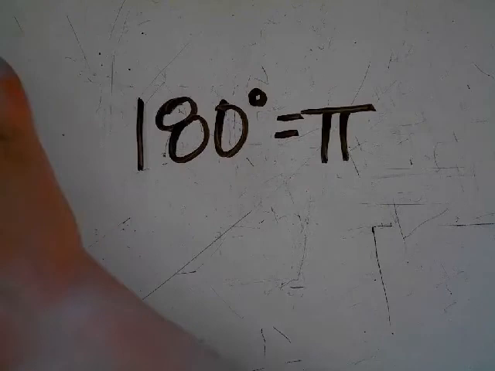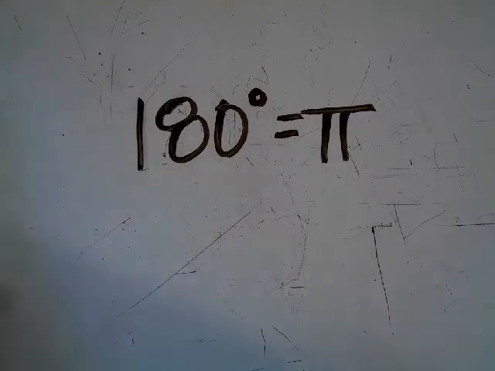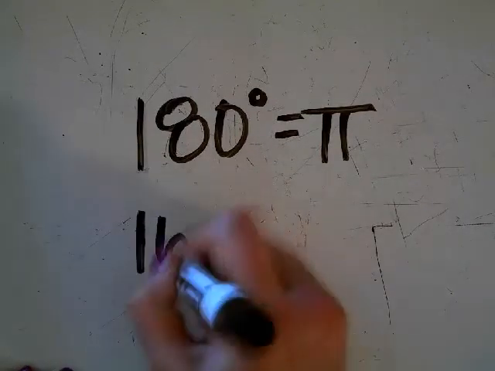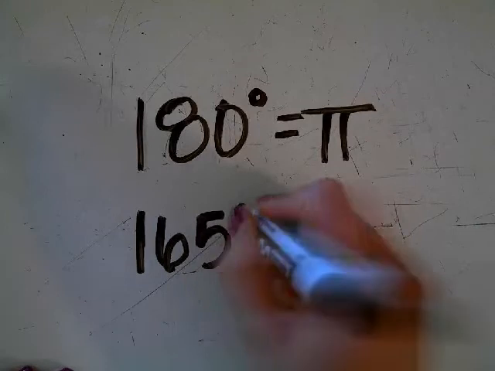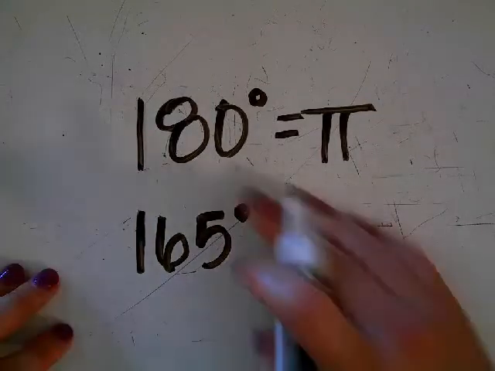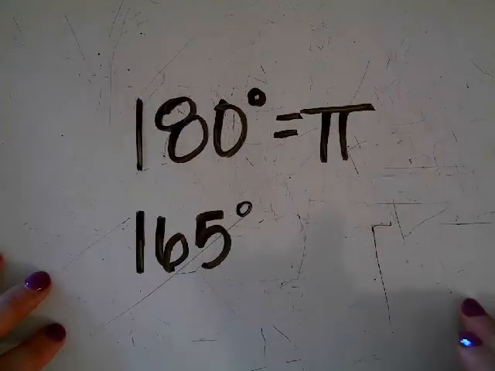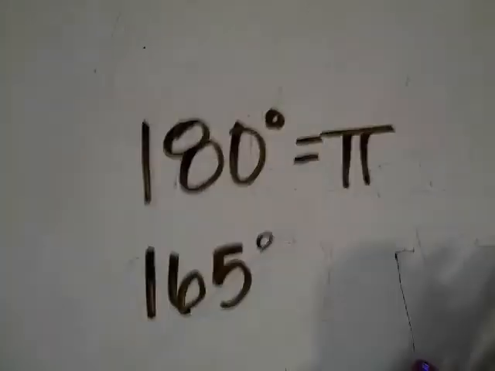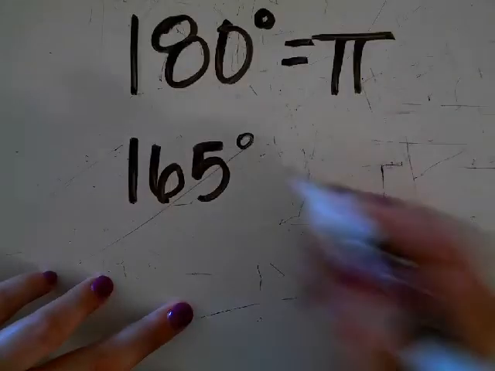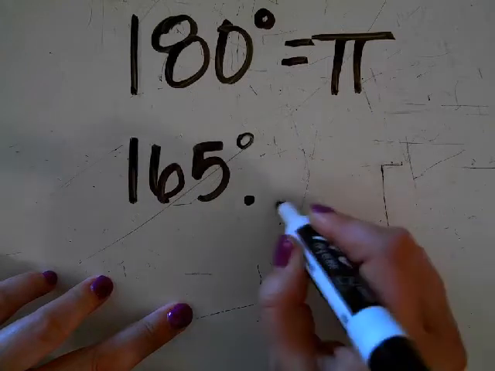Okay, so before we do the whiteboard drills, we're just going to make sure that we know how to do this. So if I gave you 165 degrees and I wanted you to convert it into radians, how would you convert that? You'd have to multiply it by a fraction. Yes. Yeah, we would want to multiply it by a fraction.